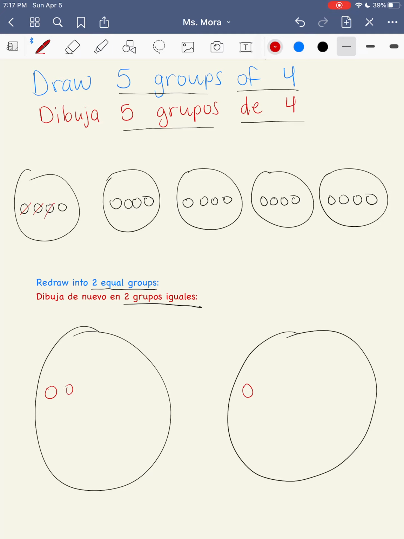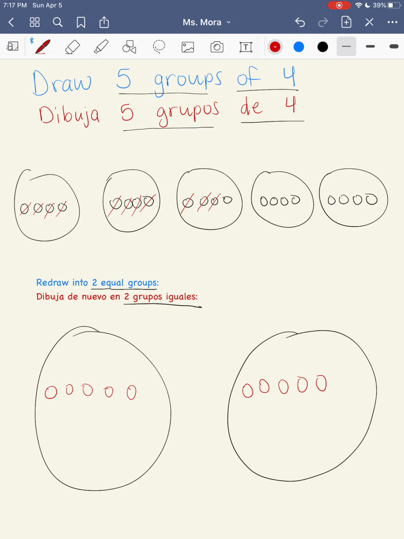So lo que vas a hacer es que vas a tomar un objeto y lo cruzas y lo dibujas en el nuevo grupo de abajo. Okay, so cruzas uno y lo dibujas, cruzas el otro y lo dibujas hasta que se terminen tus objetos de arriba y los hayas dibujado todos abajo.